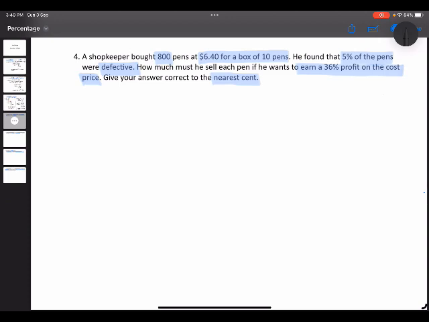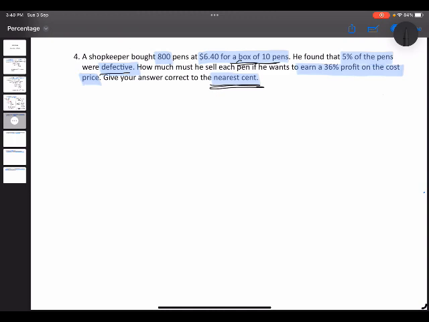A shopkeeper bought 800 pens at $6.40 for a box of 10 pens. He found that 5% of the pens were defective. How much must he sell each pen if he wants to earn a 36% profit on the cost price? Give your answer to the nearest cent.